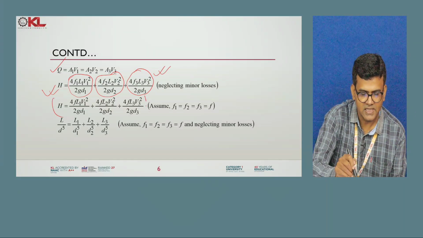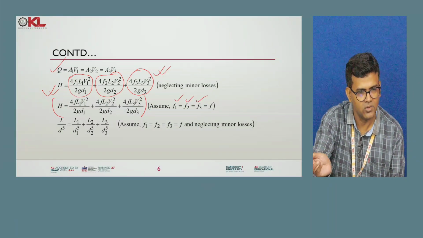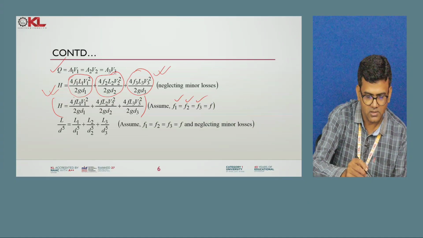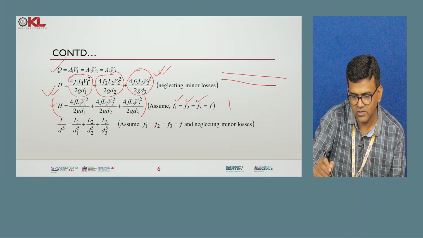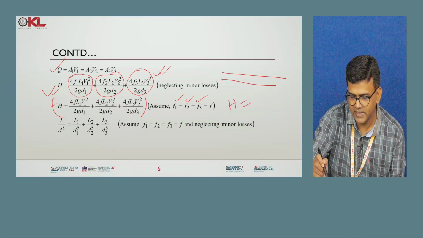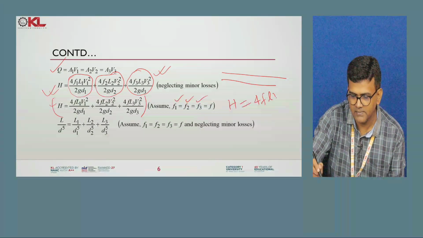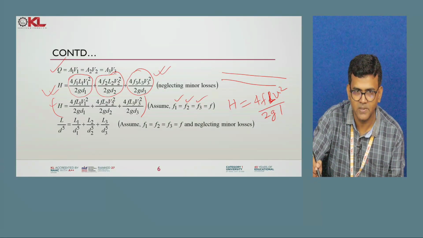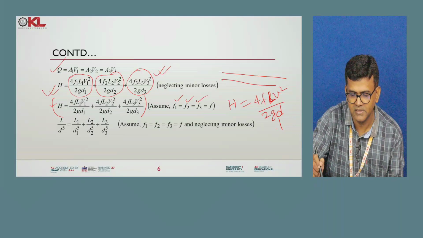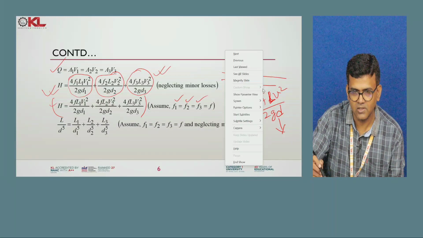This is again the expression for when F1, F2, F3 are the same in all three pipes, though that may not be the case. Now this is the total head loss. If you take the single pipe, then the head loss for this pipe can be written as 4FL V square upon 2gD, where L is the length of the pipe, D is the diameter of the equivalent pipe.